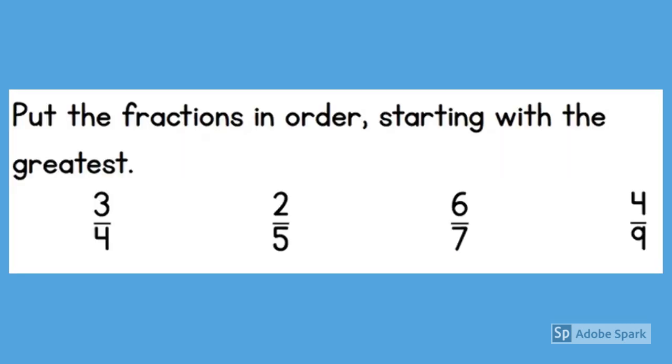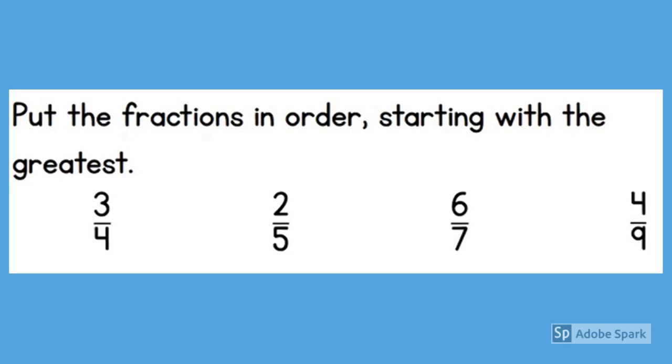So let's have a look at this set of fractions. Let's put the fractions in order, starting with the greatest. Oh, but what do you notice? The numerators are different and the denominators are different. What do you think we should do to try and work out this answer?